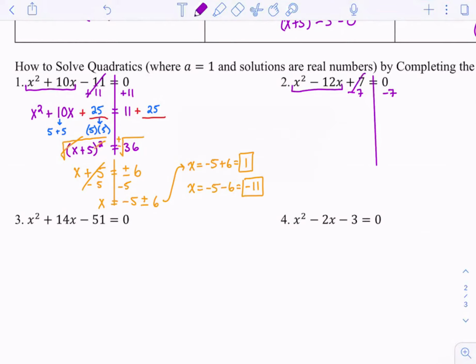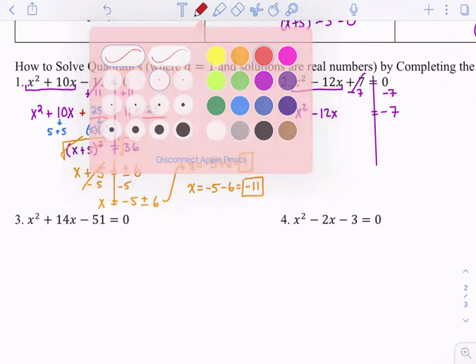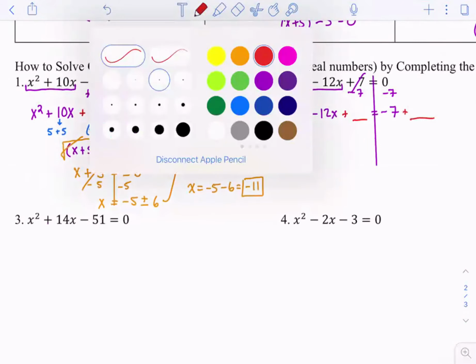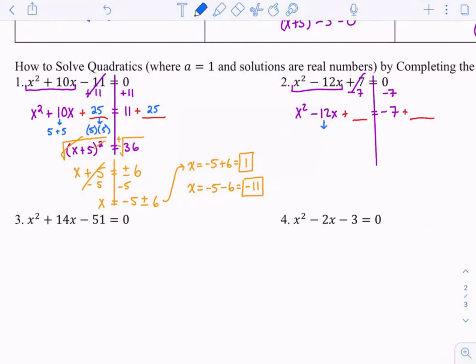Okay. So I get x squared minus 12x equals negative 7. Then I need to get this blank. I need to think about what goes into that blank to make it a perfect square trinomial. So negative 6 plus negative 6 is negative 12. So negative 6 times negative 6 is a positive 36.